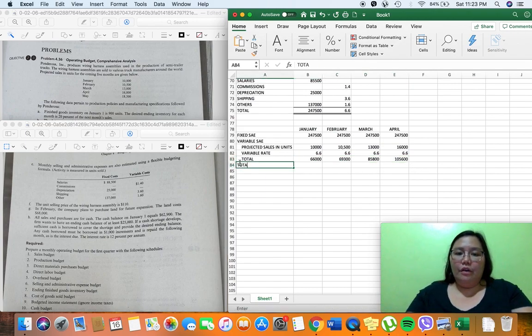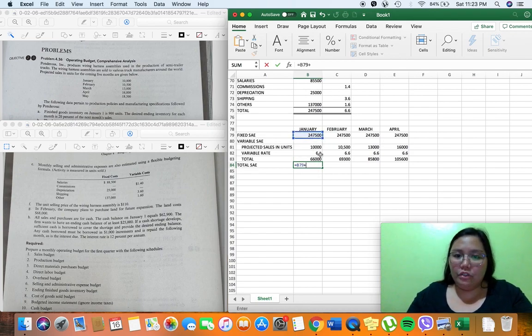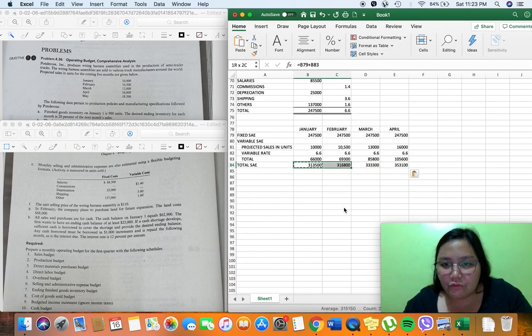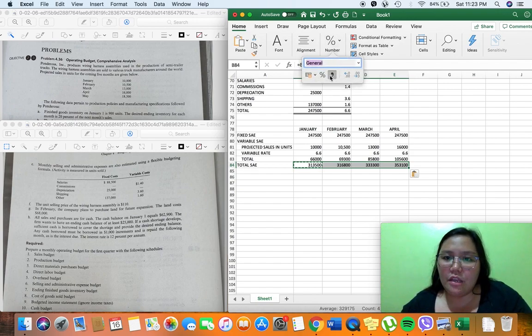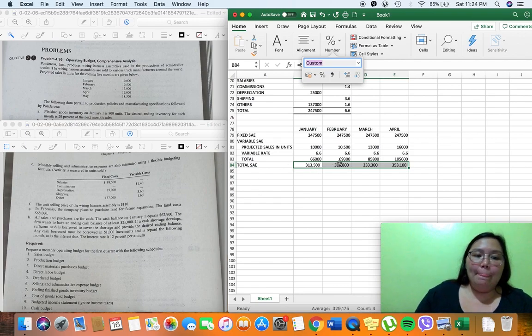So to compute for our total selling and administrative expense, we have to add the fixed selling and administrative expense plus the variable selling and administrative expense. So we have a total of 313,500 for January, 316,800 for February. For March, we have 333,300 and 353,100 for April. Okay? So there.